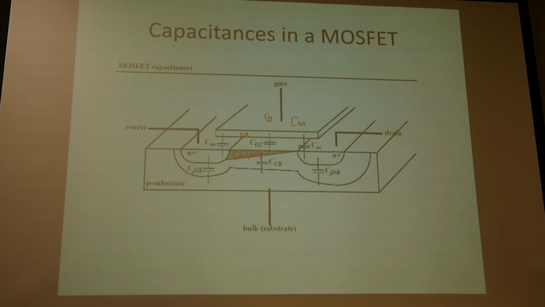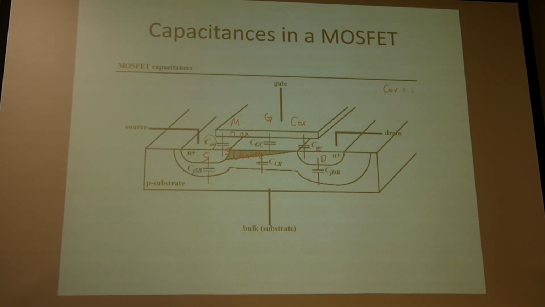First of all, this is the MOS structure, right? So you have the gate capacitance, the gate to channel capacitance, CGC. And this is mostly by the COX, the oxide capacitance. But there are other capacitances as well. For example, you have this COV. This is the gate to source or gate to drain overlap, the OV is for overlap.